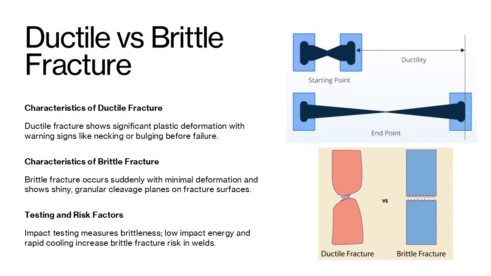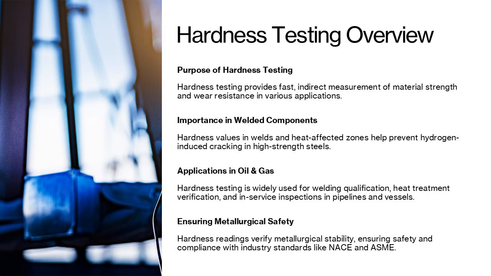In welded components, improper heat input or rapid cooling can increase the risk of brittle fracture by forming hard or unstable microstructures. By understanding fracture modes, inspectors can assess mechanical test results more accurately and ensure compliance with project requirements for ductility and toughness. Hardness testing provides an indirect yet valuable measurement of material strength and is frequently used in oil-gas inspection because of its speed and versatility.